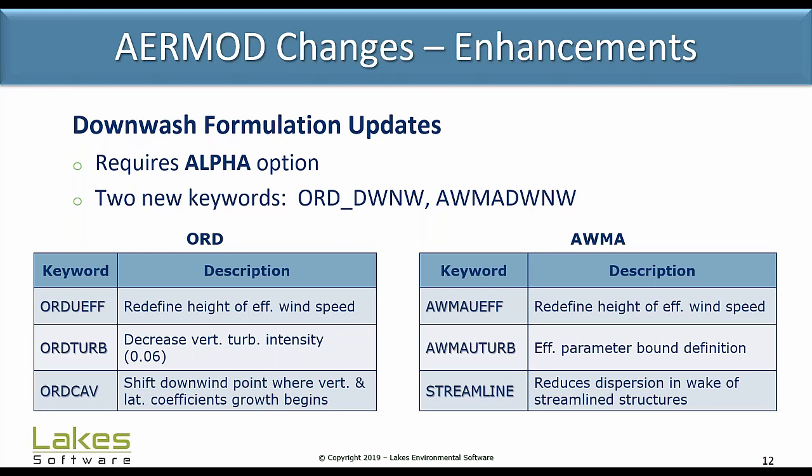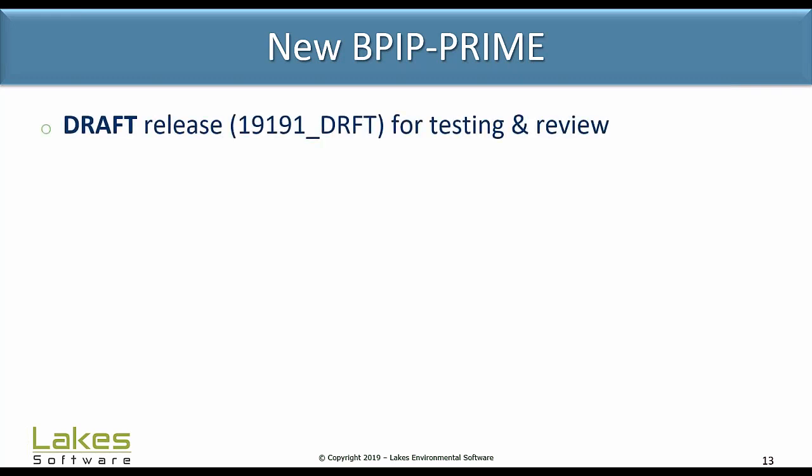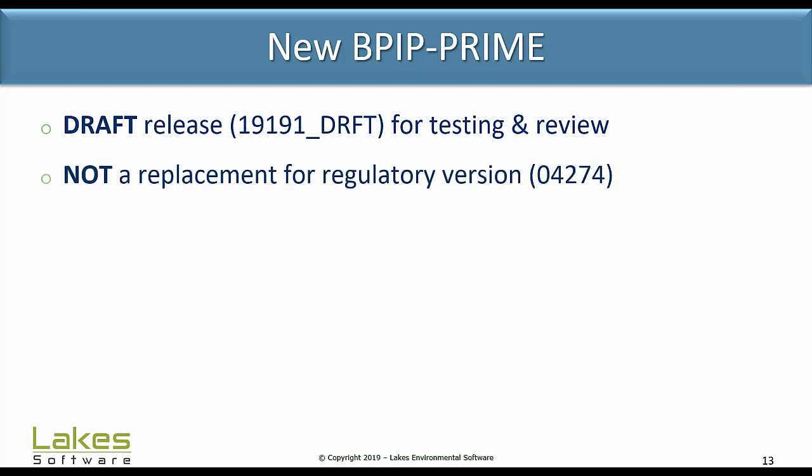In conjunction with these downwash formulation updates, there was a new BPIP-PRIME executable released by the EPA. This is a draft release. It is specifically numbered 19191_DRFT, and it is for testing and review purposes only. So it does not replace the existing regulatory version of BPIP-PRIME, which is dated 04274. So if you're doing a regulatory analysis, then you'll be using 04274. But for those of you that wish to test these new downwash formulation options, particularly the ORD options, this new BPIP-PRIME will be of use to you.